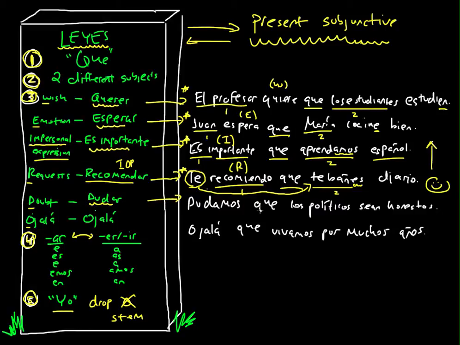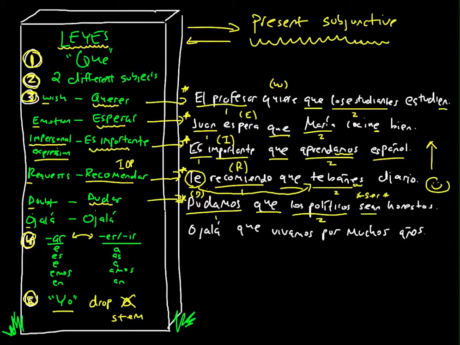Okay, now let's look at this sentence. So we have our que, our first subject here is nosotros, our second subject over here is ellos, or los políticos. We have our expression here. Let's write the D here. We have our doubt. Now, if we look at this verb over here, this is the verb ser. Okay, and the verb ser is an irregular verb in the present subjunctive. Okay, and so it's sean. Now, this is another good example of the present subjunctive.